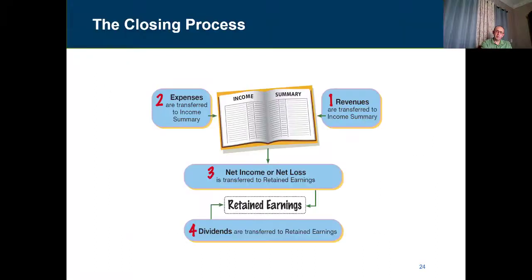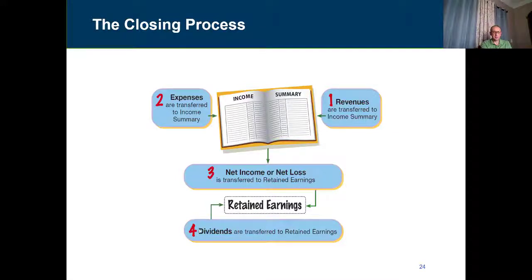So let's see a figure that explains that. As you can see here, in step number 1, revenues are transferred to an income summary account. The income summary account doesn't have a nature. And then expenses are transferred to the income summary, so we close them on the other side. And then in step number 3, we close the income summary into retained earnings. So in other words, we transfer the balance into retained earnings.